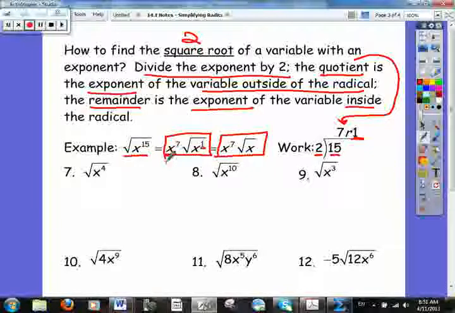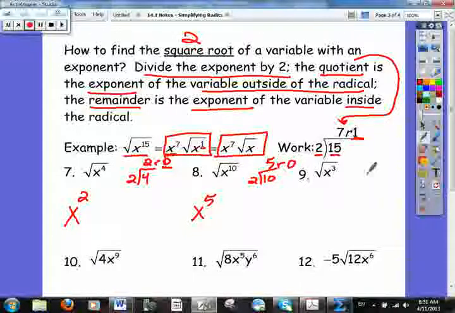Alright, so let's find the square root of x to the 4th. Here's my work. Divide by 2. What's 4 divided by 2? 2 with a remainder of 0. So x to the 2nd comes outside. Do I have anything inside? No, I have 0. So the square root of x to the 4th is x to the 2nd. Find the square root of x to the 10th. 10 divided by 2 is 5, with a remainder of 0. So once again, x to the 5th is the square root of x to the 10th.